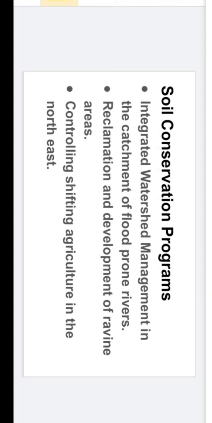Controlling shifting agriculture in the northeast states of Arunachal Pradesh, Assam, Meghalaya. I said shifting cultivation was against the environment, and the government is trying to control it by strict laws, especially in the northeast, that is the states of Arunachal Pradesh, Assam and Meghalaya.